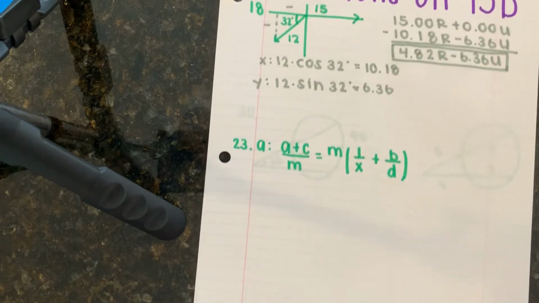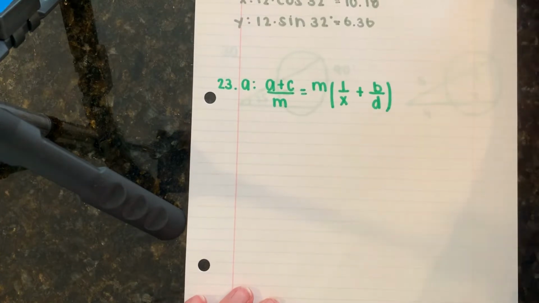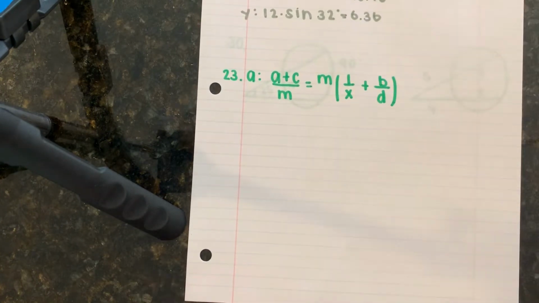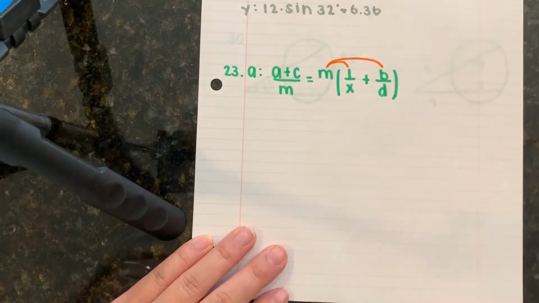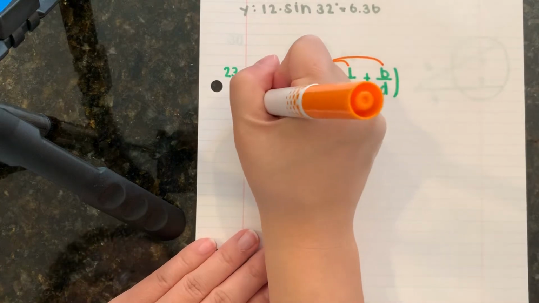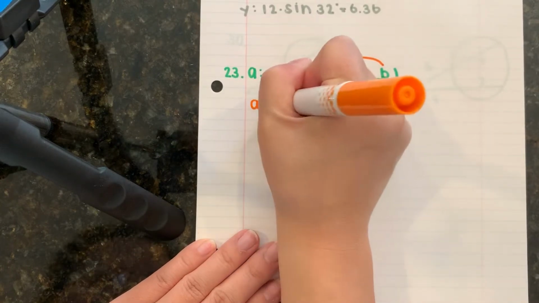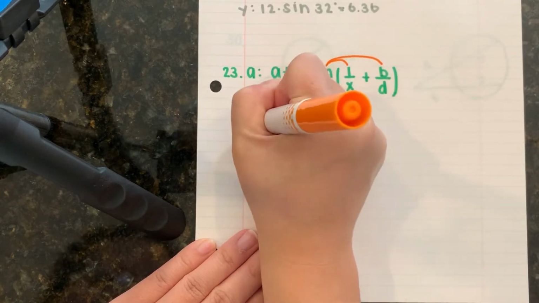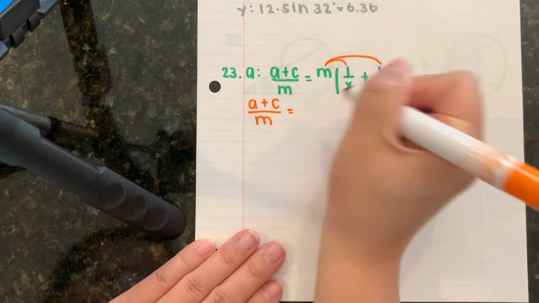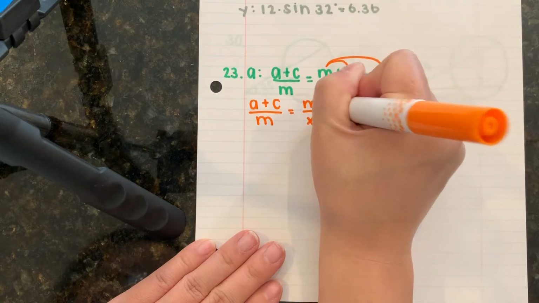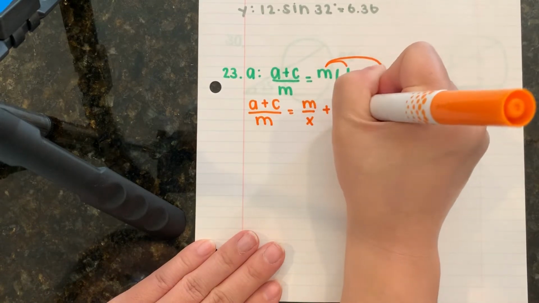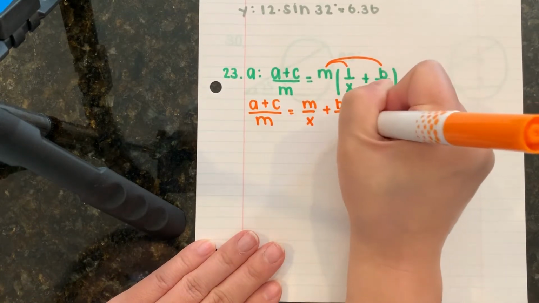Now moving on, we're going to look at number 23. So for number 23, we have to solve for a. The first thing that I'm going to do is I'm going to distribute the m on the right hand side. On the left hand side, I'm going to leave it as is. So I have a plus c over m equals m over x plus b m over d.